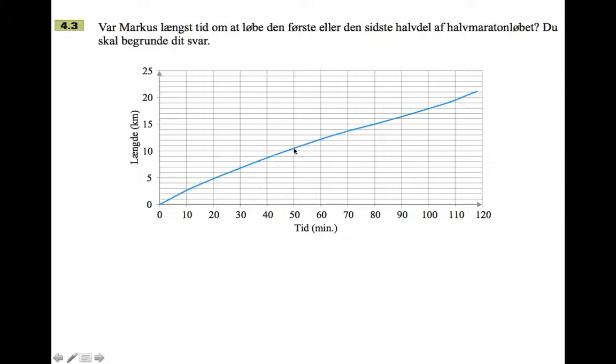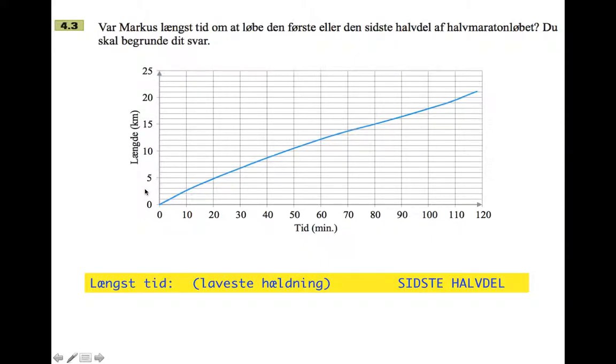So you can see for the first half the curve is steeper than it is for the second half, where it starts to flatten out. And it's flattening out because over the same period of time he's running fewer kilometers. So I've just written the longest time is the part of the curve with the lowest gradient, which is the last half.